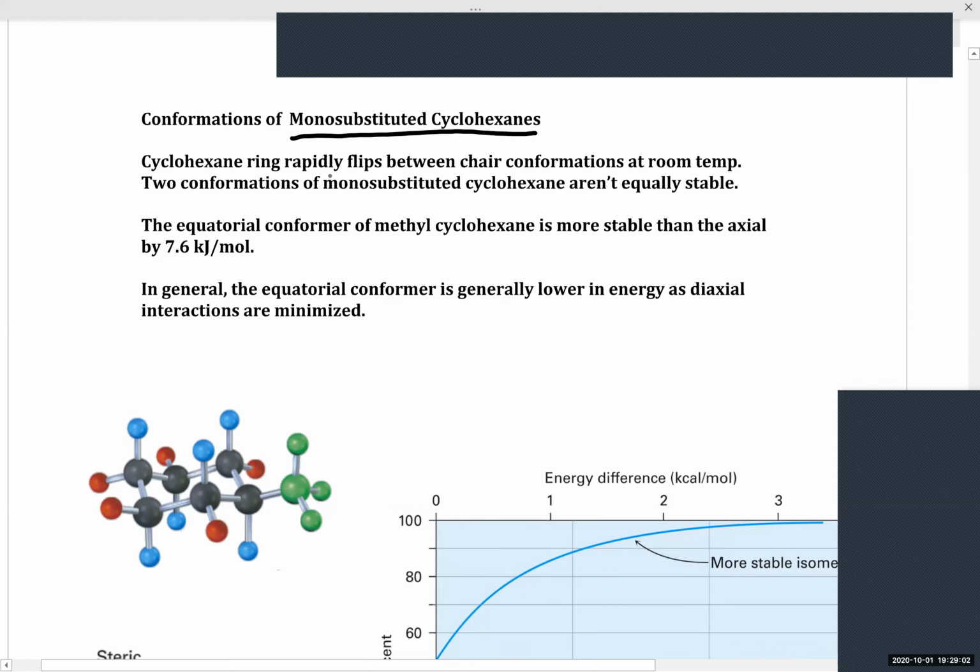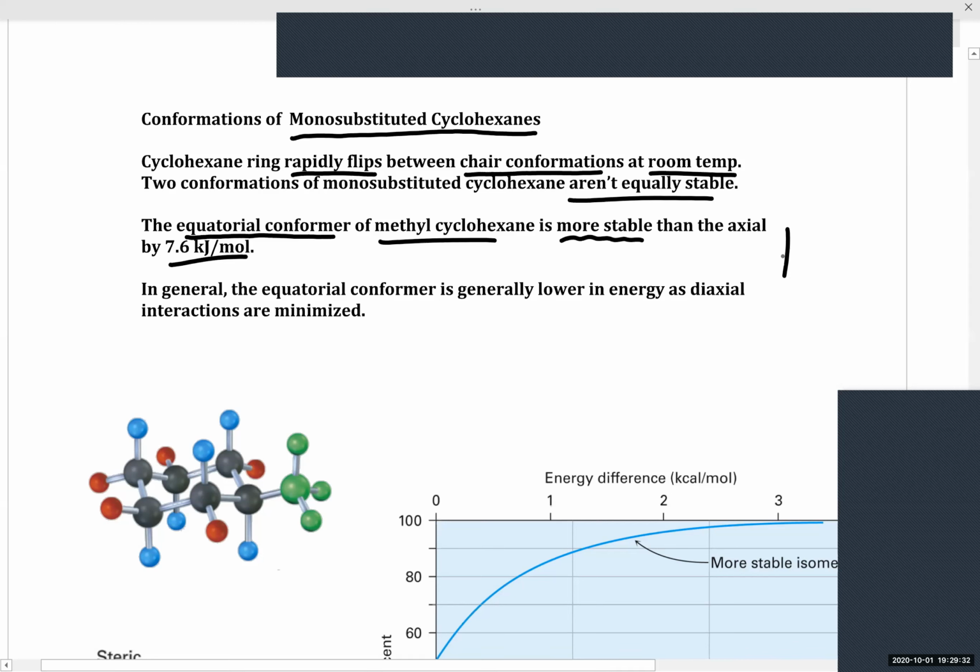The cyclohexane ring rapidly flips between the chair conformations at room temperature. The two conformations are not equally stable. The equatorial conformer is generally more stable, and for methylcyclohexane, it's more stable by about 7.6 kilojoules per mole.